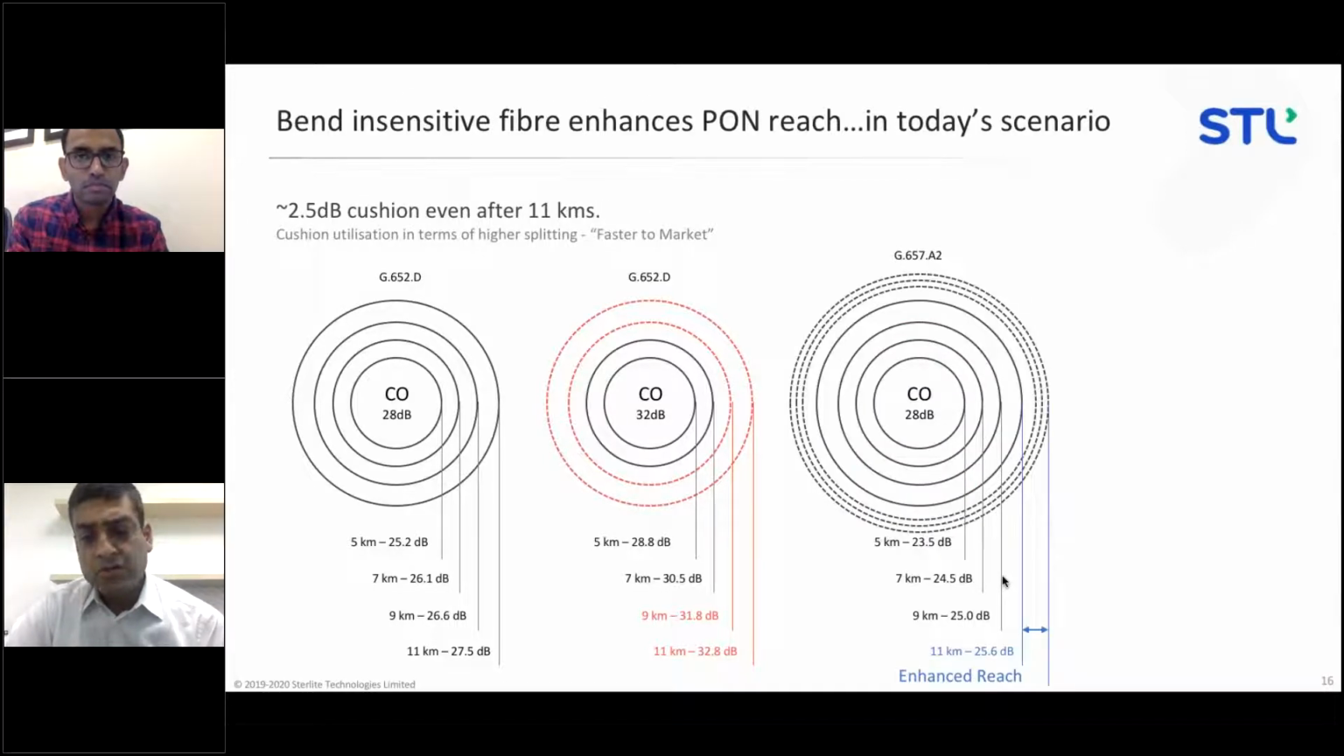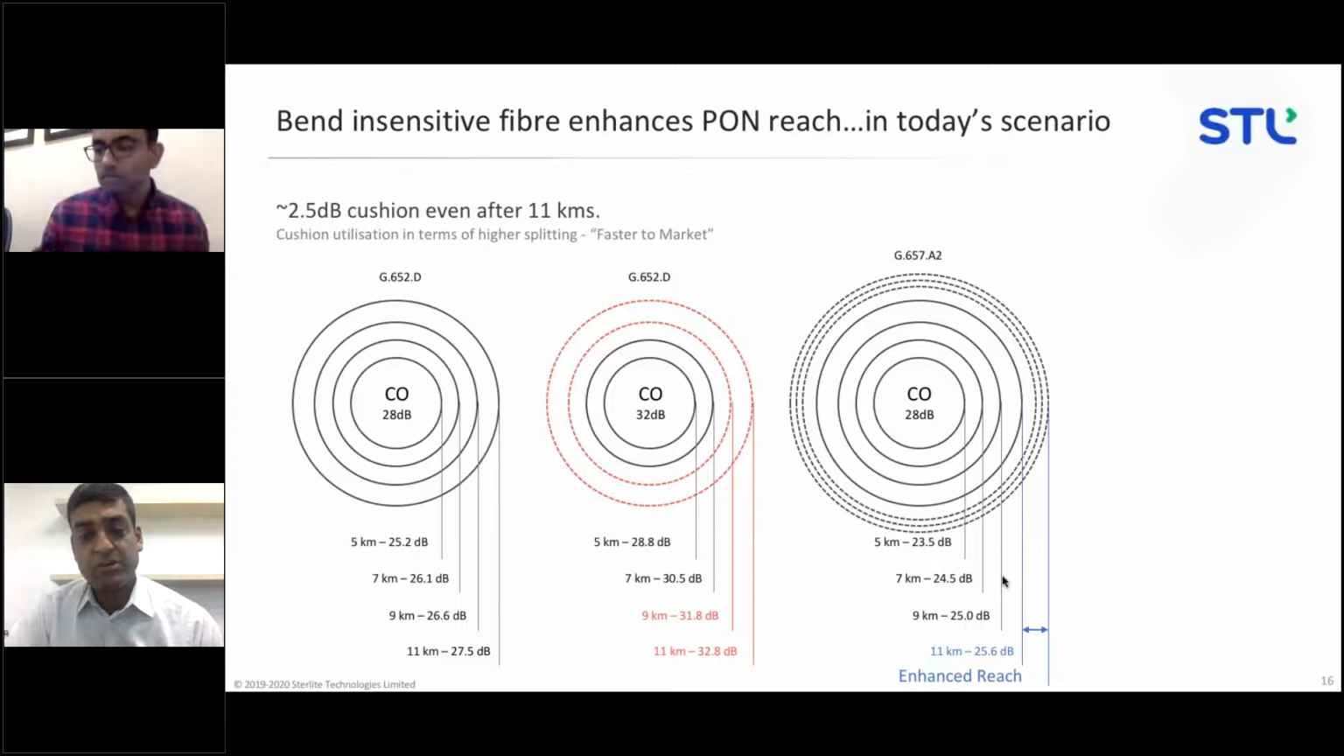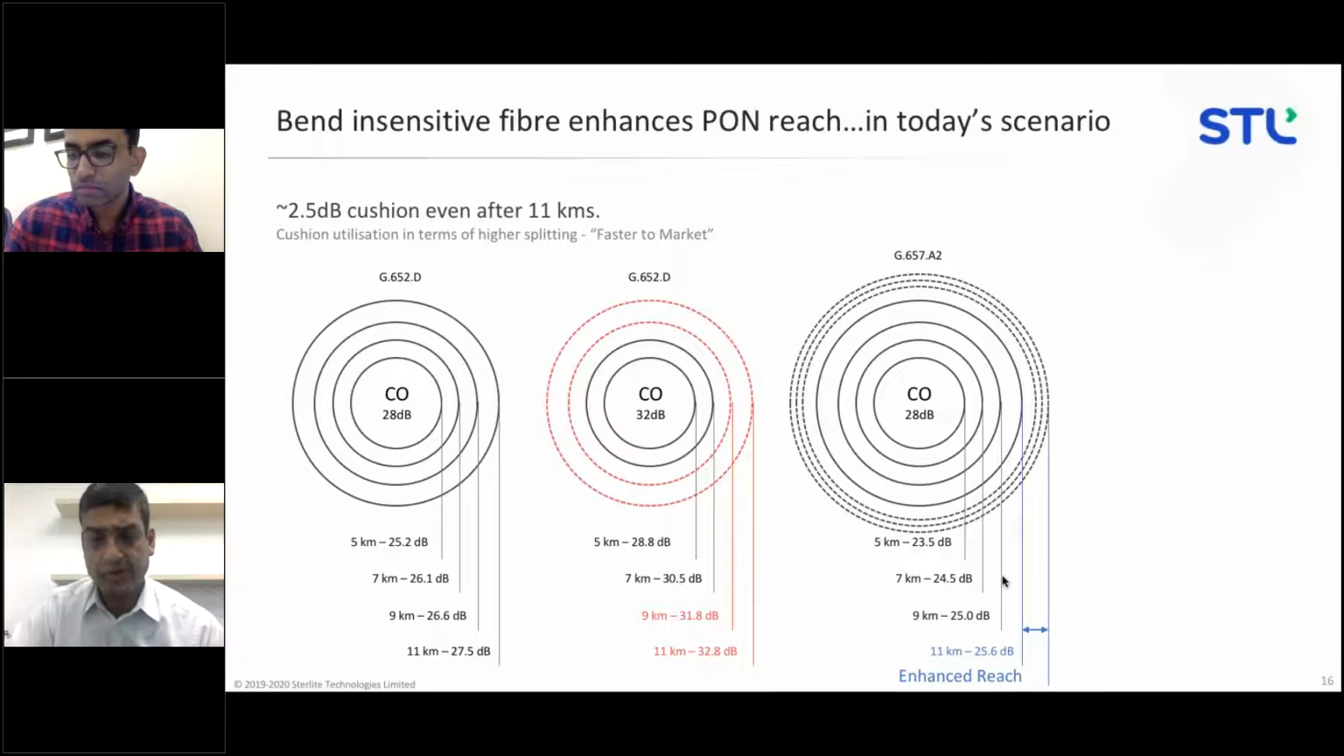Now, A2, because it can tolerate bend losses, has an enhanced reach. What we see here is that in comparison to G.652D, even at 11 kilometers, we have an acceptable cushion. And we can use that cushion in one of multiple ways. We can either tolerate further bends, or we can extend the reach of the network.